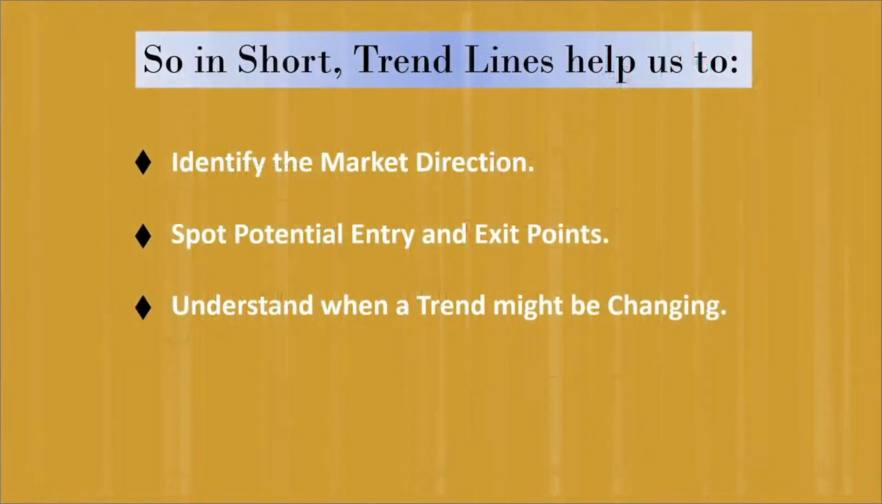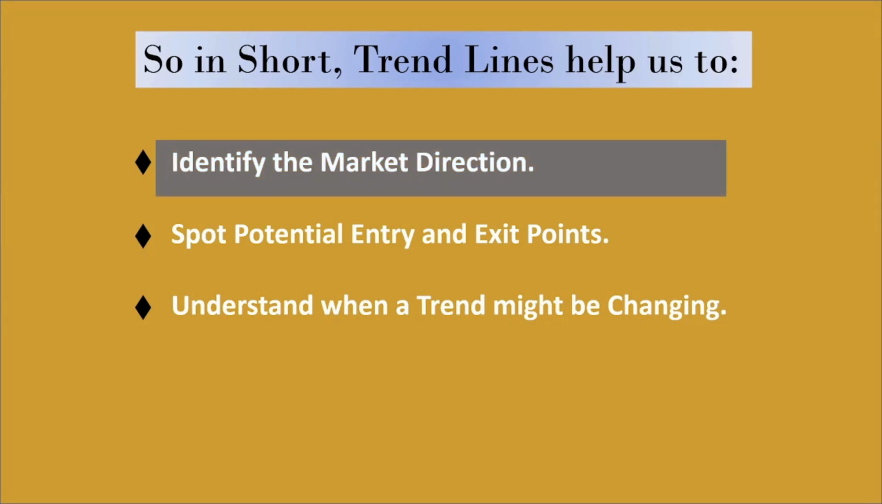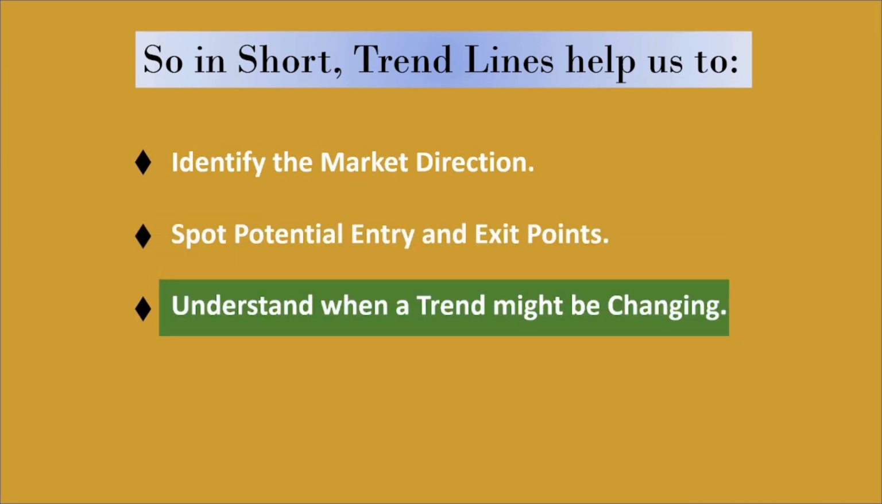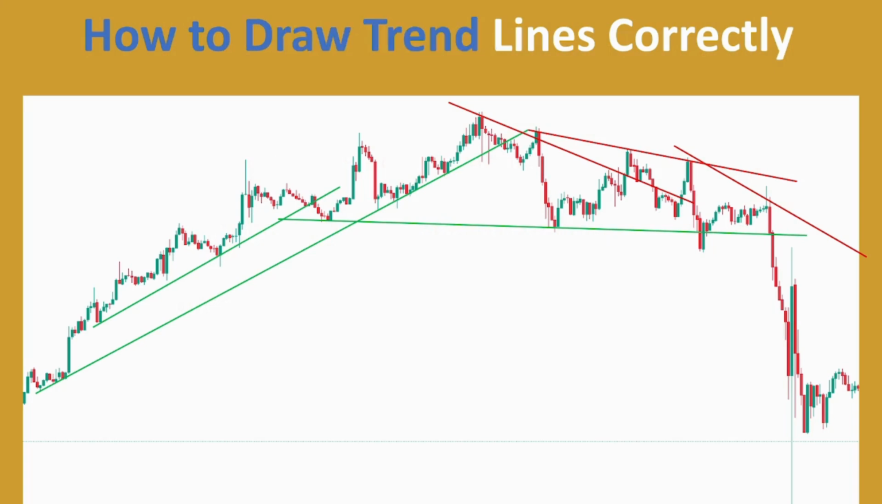So in short, trend lines help us to identify the market direction, spot potential entry and exit points, and understand when a trend might be changing. They're simple, but incredibly effective, especially when combined with other tools like support, resistance zones, or candlestick patterns. Let's move to the next topic, which is how to draw trend lines correctly.